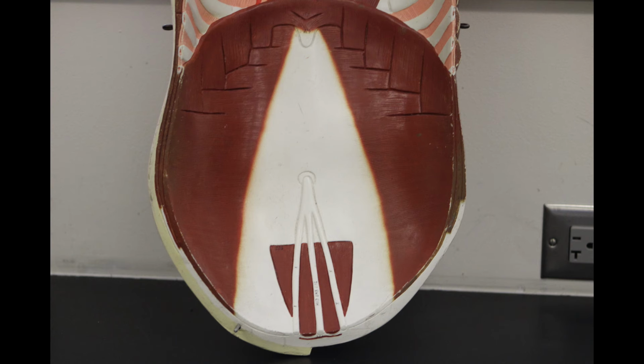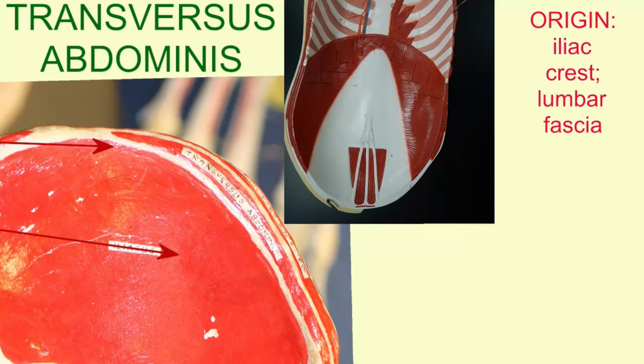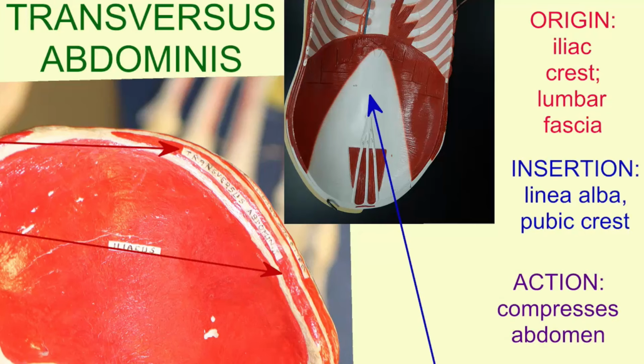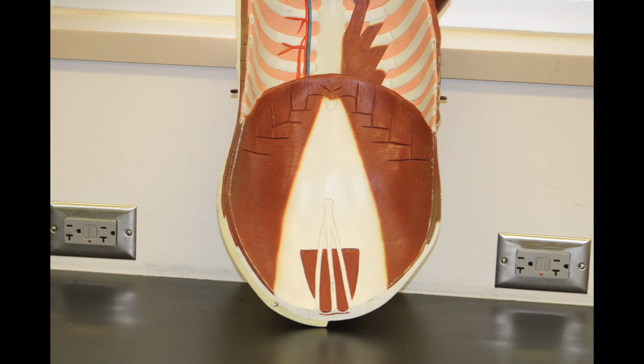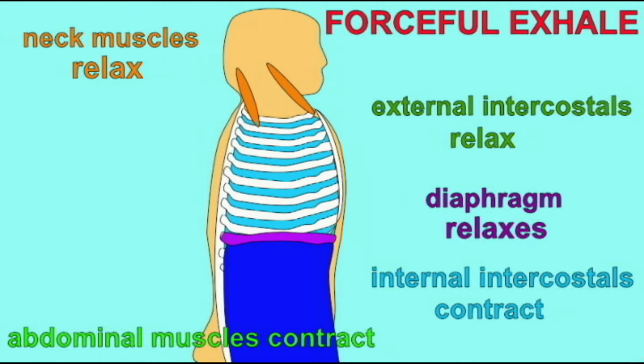The transversus abdominis has its origin on the iliac crest and fascia in the lumbar region. It inserts onto the linea alba and the pubic crest, and its action is to compress the abdomen. All 4 of these abdominal muscles can increase the pressure in the abdomen for a forceful exhale during urination, defecation, and childbirth.